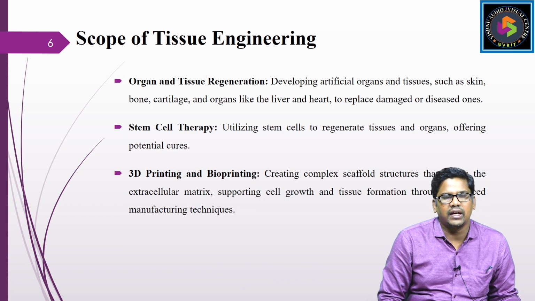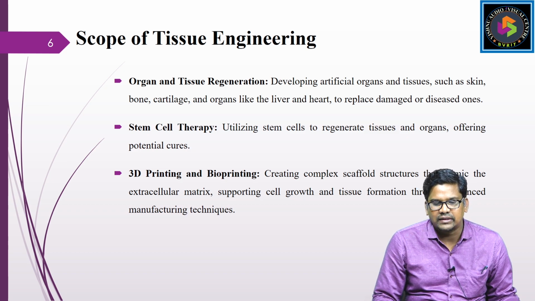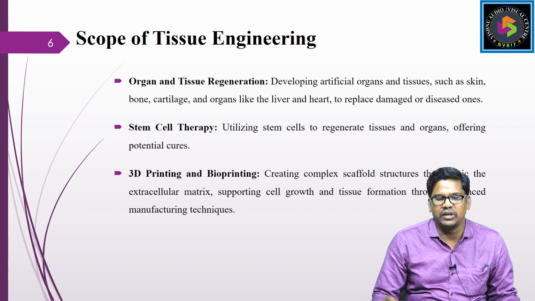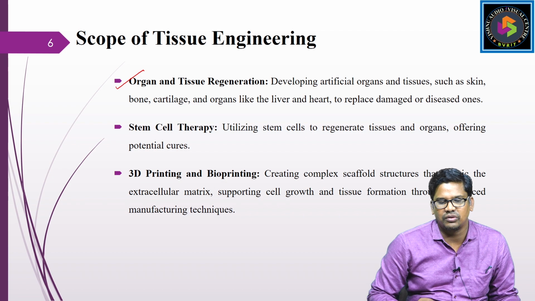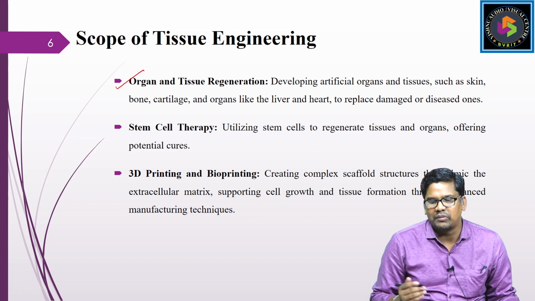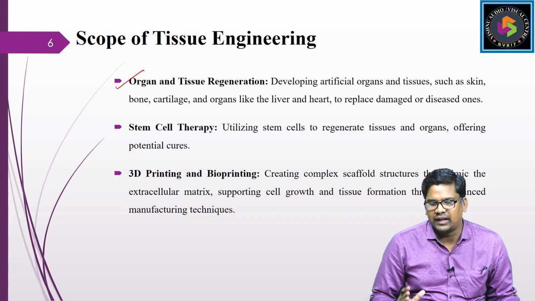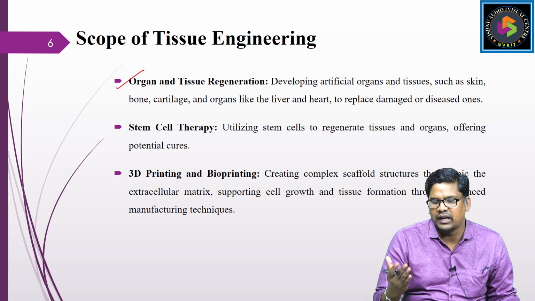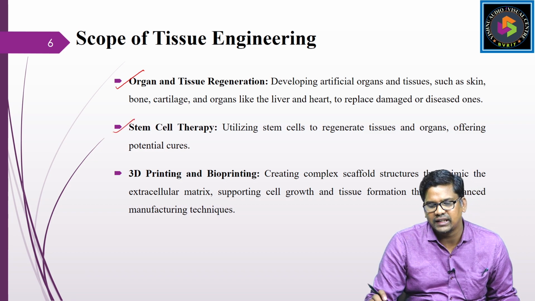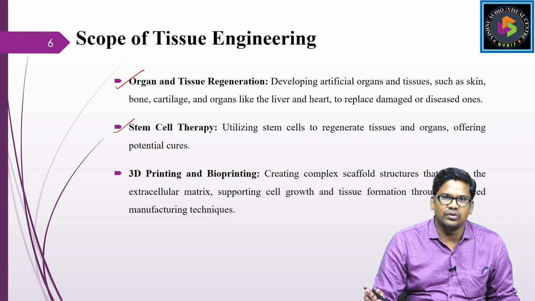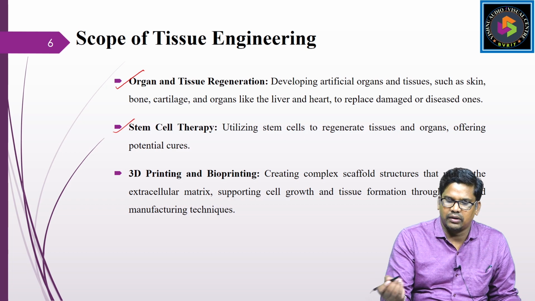Now, the scope of tissue engineering. As we know, tissue engineering is a very emerging field, so it has various applications and scopes. Here we have mentioned some of those. First is organ and tissue regeneration. It is very important in developing artificial organs and tissues such as skin, cartilage, bone, and others like heart and liver. Next is cell therapy. By utilizing stem cells we can regenerate tissues which got damaged, and we can implant them into the patients.